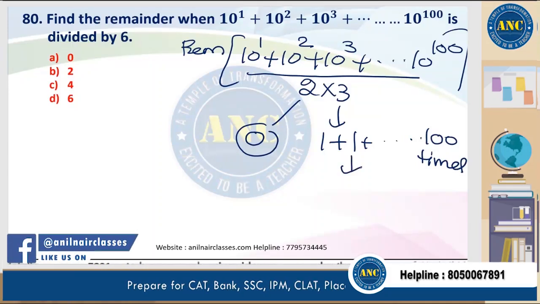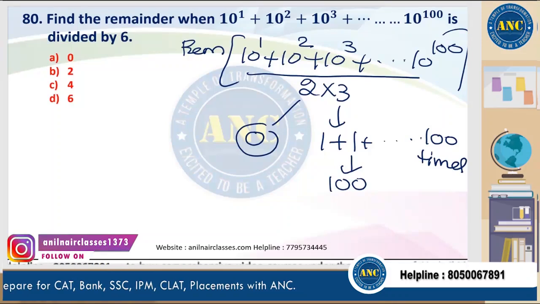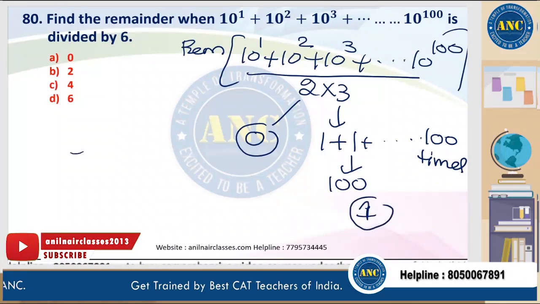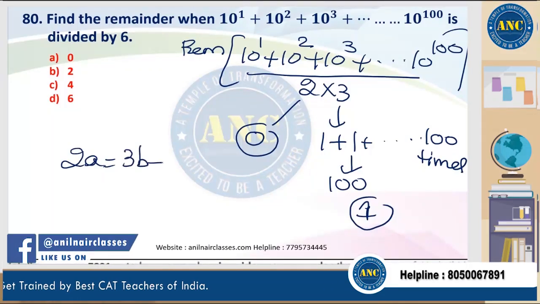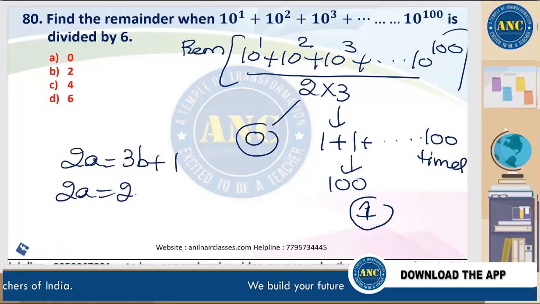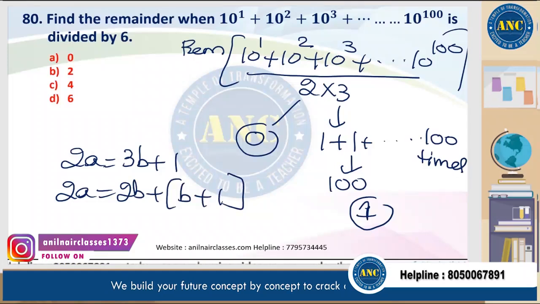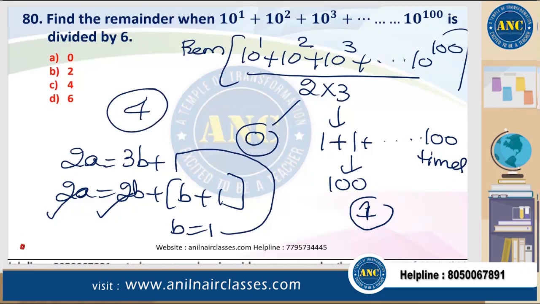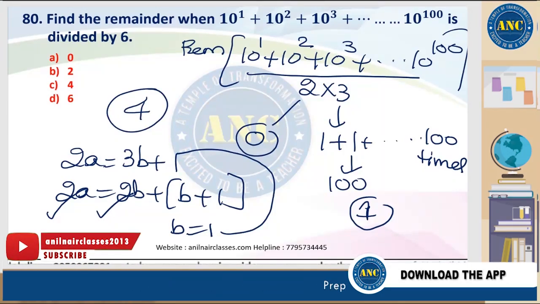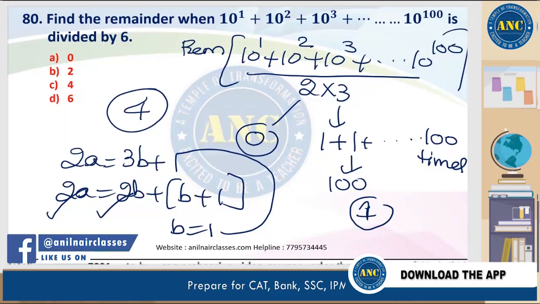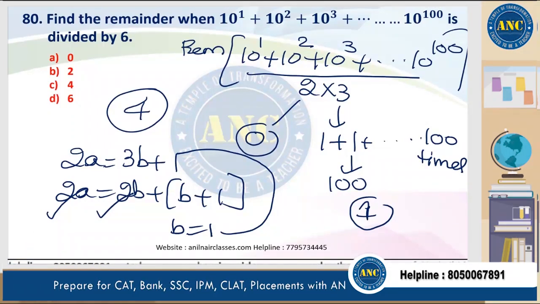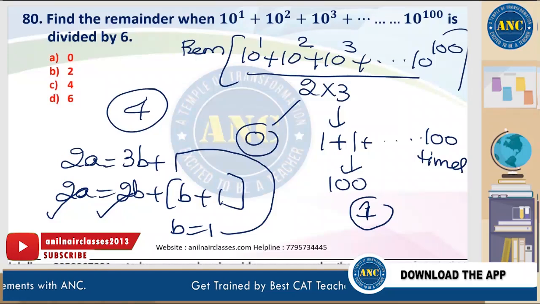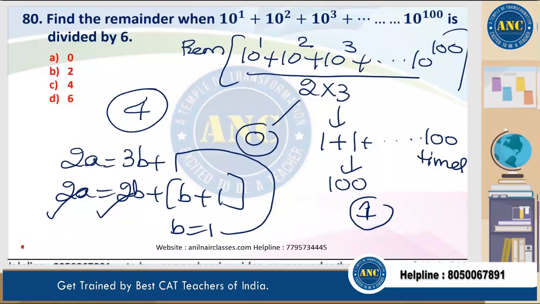So it will be 100. 1 added 100 times is 100. 3 33s are 99. Remainder 1. 1 is the remainder. So it should be of the form 2a and of the form 3b plus 1. 2a equivalent to 2b plus b plus 1. Even number, b will be 1. If b is 1, answer will be 4. I hope it is clear, right? Chinese remainder theorem is applied when the numerator and denominator may or may not be co-prime to each other. I hope 80th is cleared.